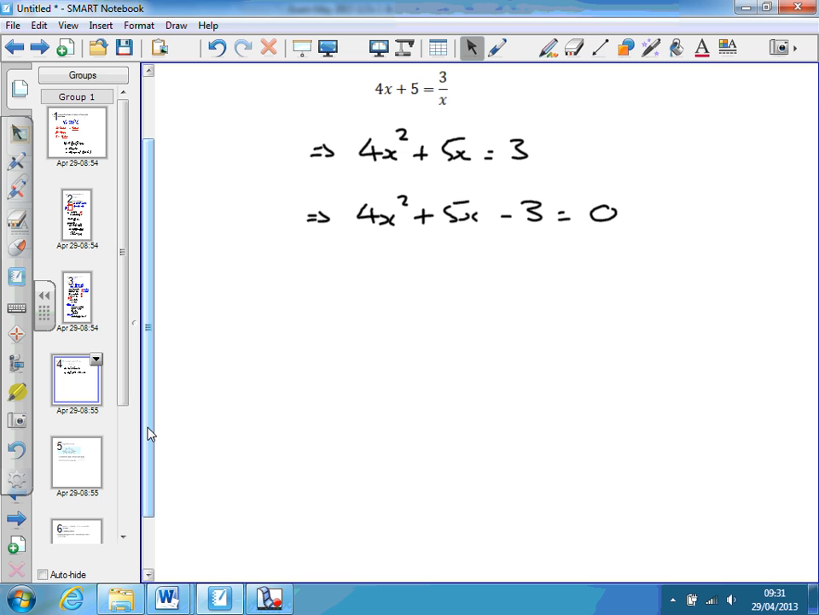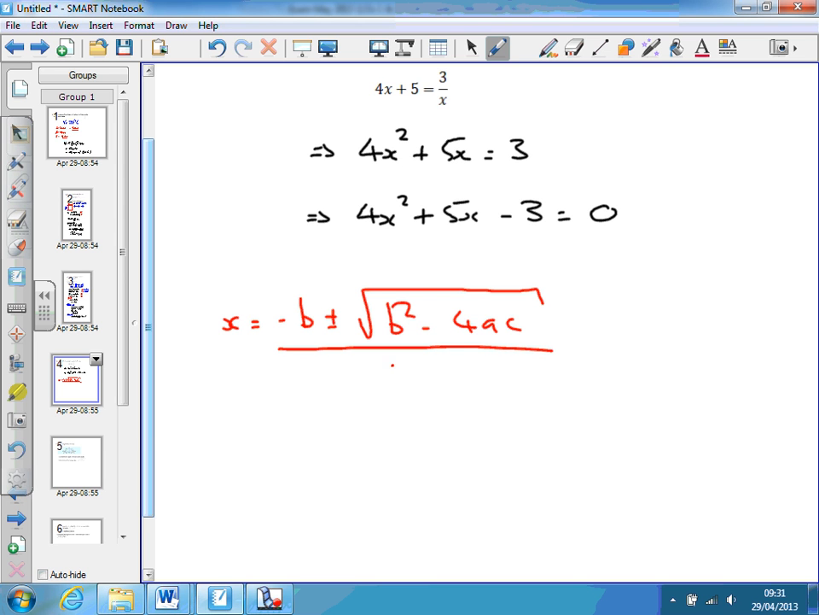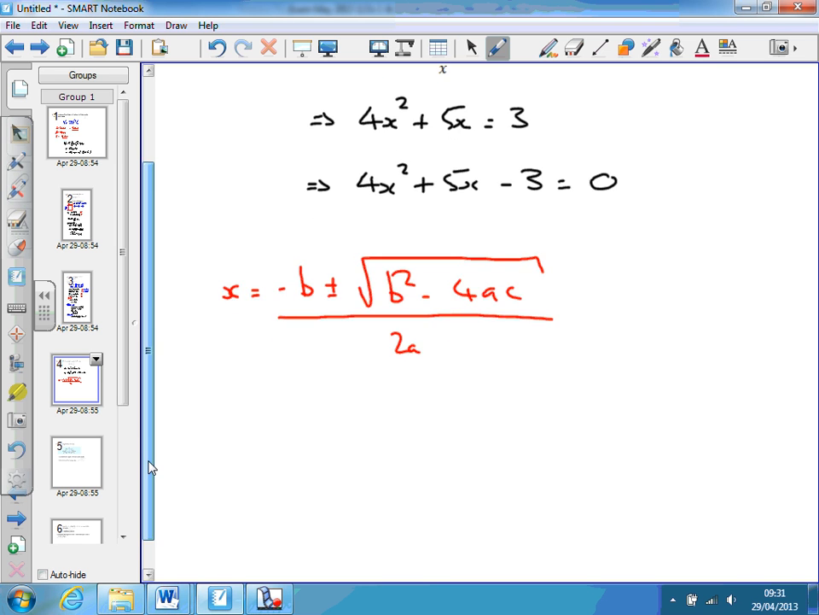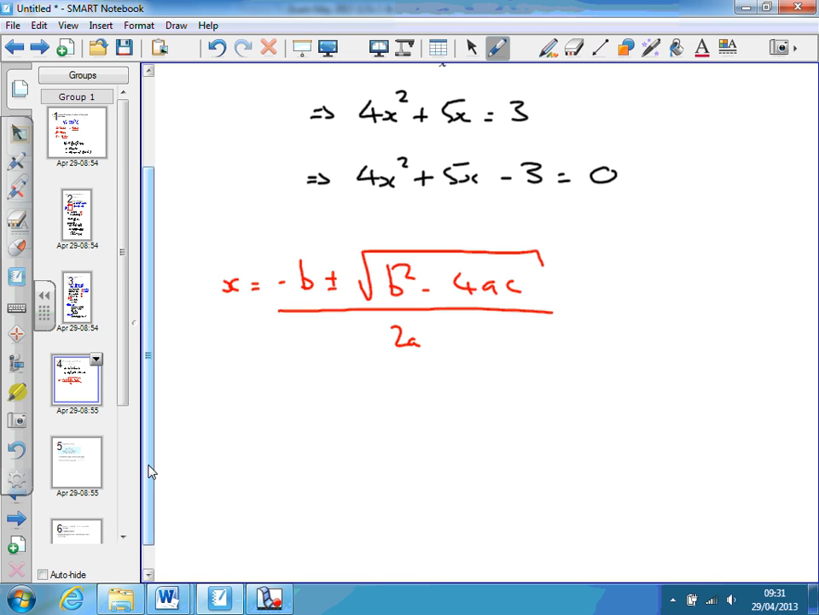And if you look at your formula sheet, you've got the quadratic formula: minus b plus or minus the square root of b squared minus 4ac, all over 2a. So it's just a case of identifying what a, b and c are and plugging them into this formula. This formula is actually the solution to the general quadratic ax squared plus bx plus c equals 0. That's what this formula in red is a solution to.